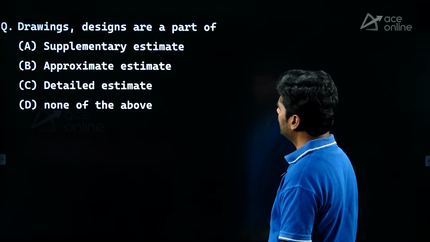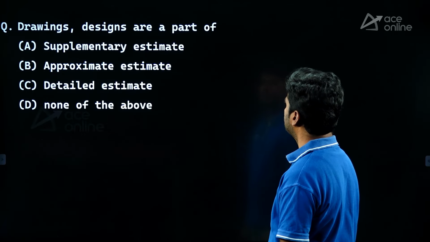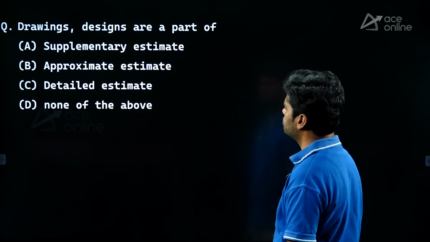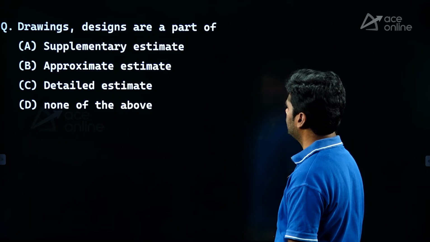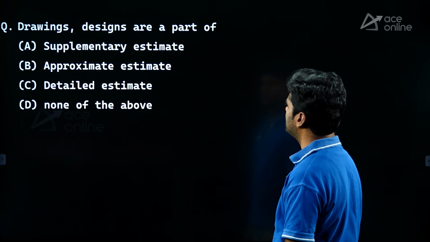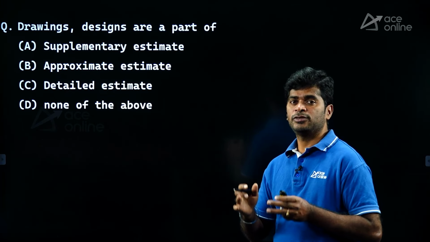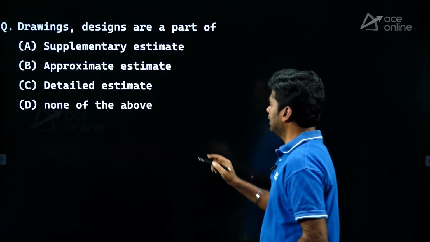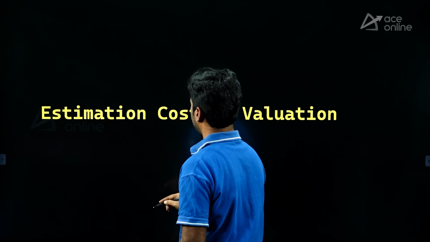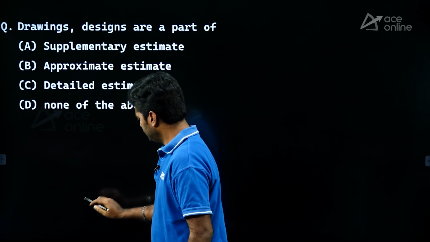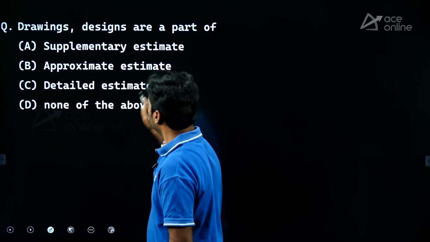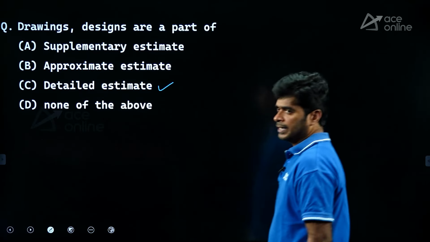First question given: drawings, designs are a part of. Options given: supplementary estimate, approximate estimate, detailed estimate. Drawings and designs we will give only in detailed estimate. So option C is correct.